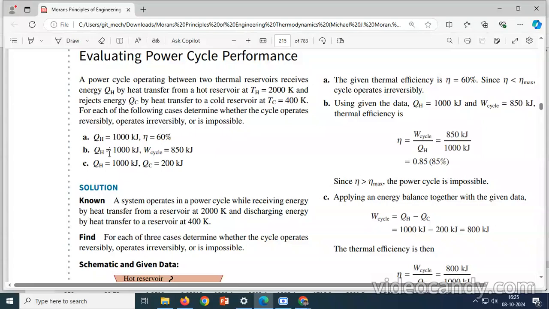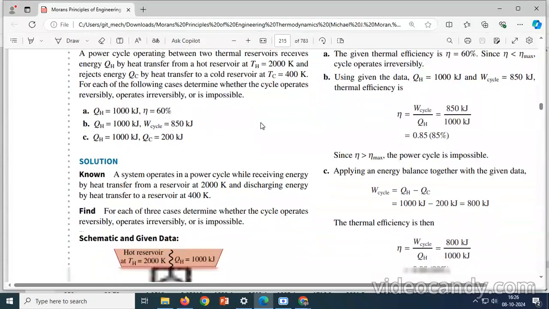Second case, they have given the same heat transfer. See, in all three cases the heat transfer is the same, 1000 kilojoules. One more heat engine where work done by the heat engine is 850 kilojoules. In that case, is the cycle reversible or irreversible or impossible? Last case, heat transferred for both the reservoir as well as the sink, they have given 1000 and 200 kilojoules. If this is the case, what is the condition? Whether the cycle is reversible, irreversible, or impossible.